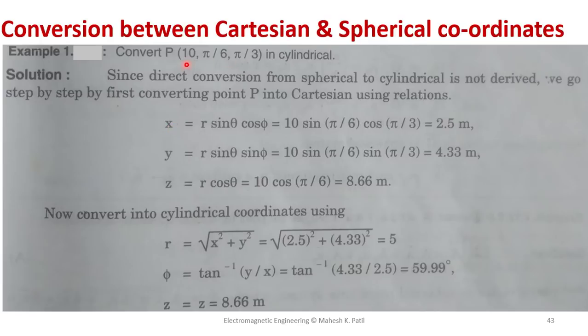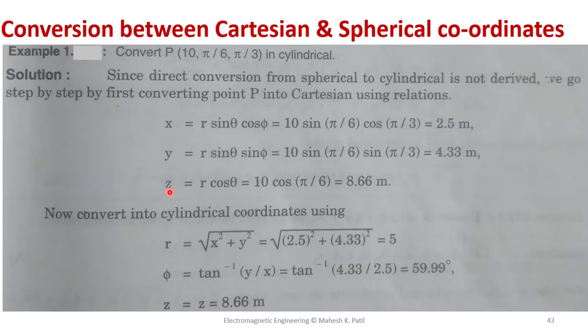So we will first convert this spherical point into Cartesian point. So we will first find out the x value. So x equal to r sin theta cos phi. So 10 sin pi by 6 cos pi by 3. If I simplify this, we will get x equal to 2.5. Now y equal to r sin theta sin phi. So 10 sin pi by 6 sin pi by 3. If you simplify this, we will get the answer as 4.33. So y equal to 4.33.